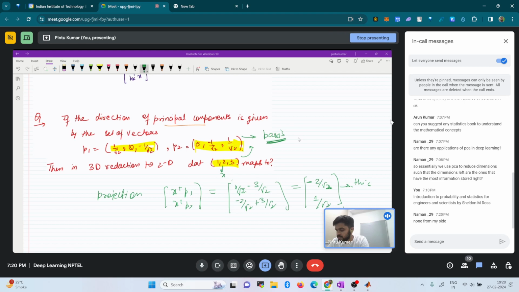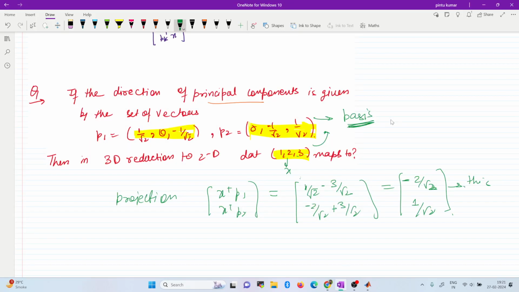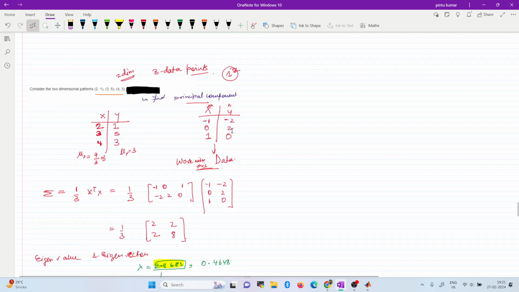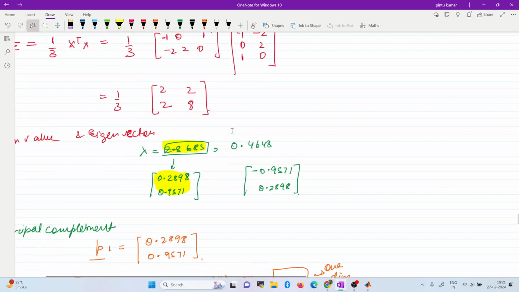Sir, from the eigenvector, whichever is largest, you have taken it as the principal component, isn't it? You have taken the principal component, that is the sum of all the elements you have to take. You have to consider the sum of the elements, or how to take it, sir?